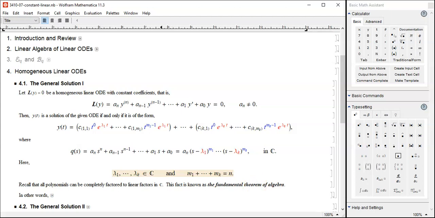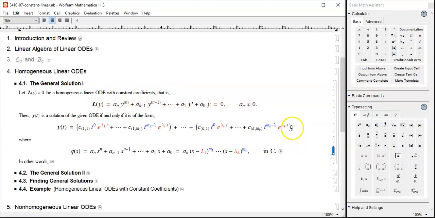So here's a conclusion. The characteristic polynomial q of s has k zeros, lambda 1, lambda 2, lambda 3, and so on, all the way over to lambda k. In general, they are all complex numbers, and each lambda i has a multiplicity, m1, m2, m3, and so on, and the multiplicities, these m values, must add up to n, the order of the original linear ODE. Keep that in mind, and let us analyze this solution further.